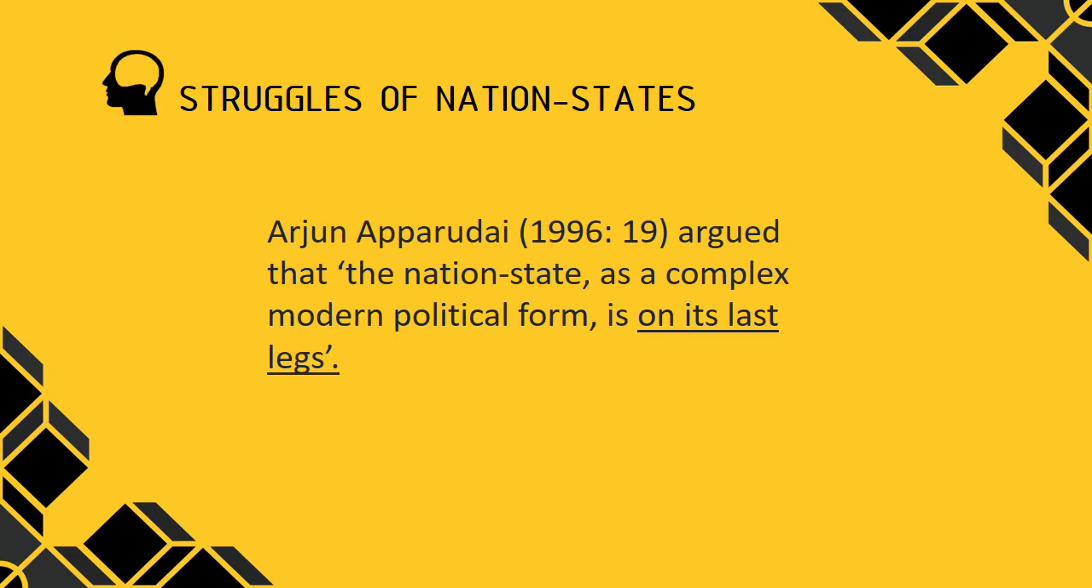For instance, Arjun Appadurai in 1996 described the nation state as a complex modern political form that is on its last legs. So, what does that idiom mean? If you have not yet seen a chair on its last leg, I think this is somewhat similar to that, only that this still has three more legs. Now, the point is when something is on its last leg, it's near the end of life or it's unbalanced and unstable. And that's exactly what Appadurai is trying to tell with regards to nation states.